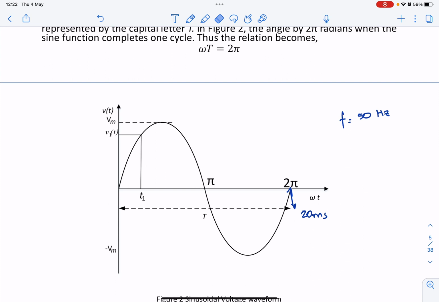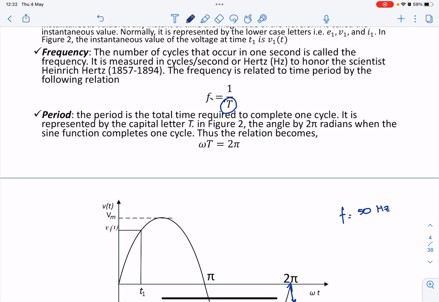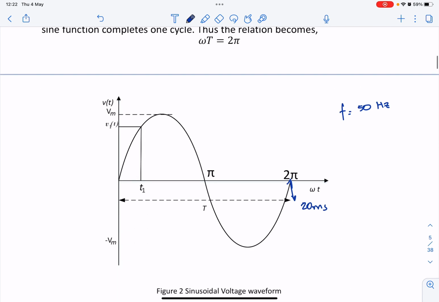If you have one complete cycle, that is called the period. So F is equal to 1/t. If you look at this diagram, let's say your complete cycle is 20 millisecond. So F is equal to 1/20 millisecond. You should get 50 Hertz.